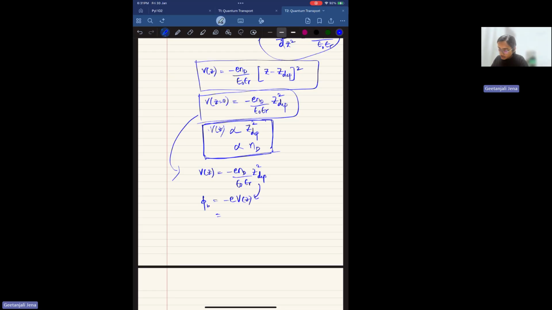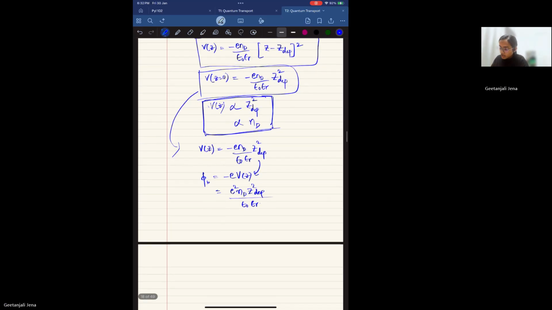And if you put it here, this will be e square Nd Z square over epsilon naught epsilon R. And we can easily find out the length of this depletion region by using this relation. So this will be epsilon naught epsilon R phi B over e square Nd.